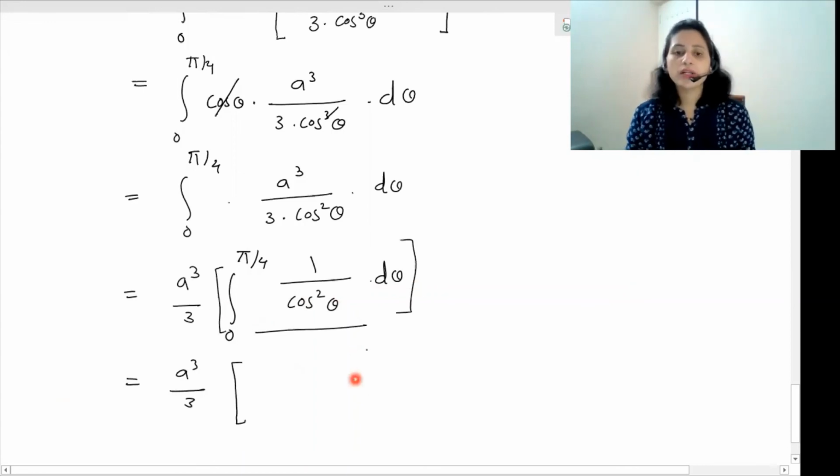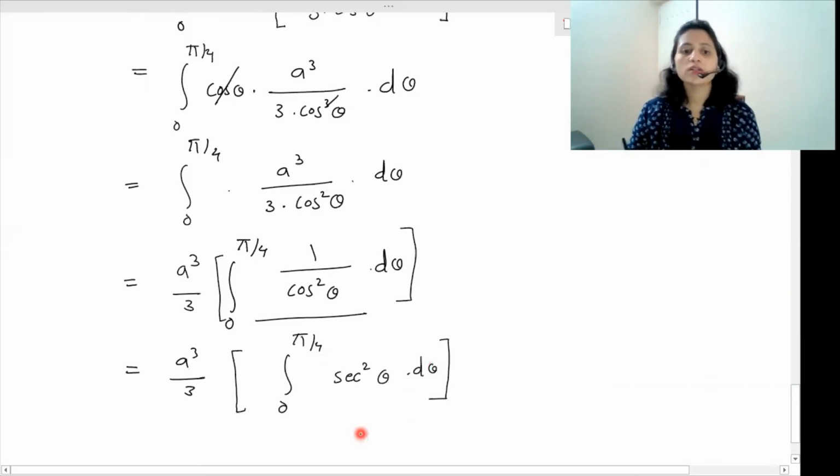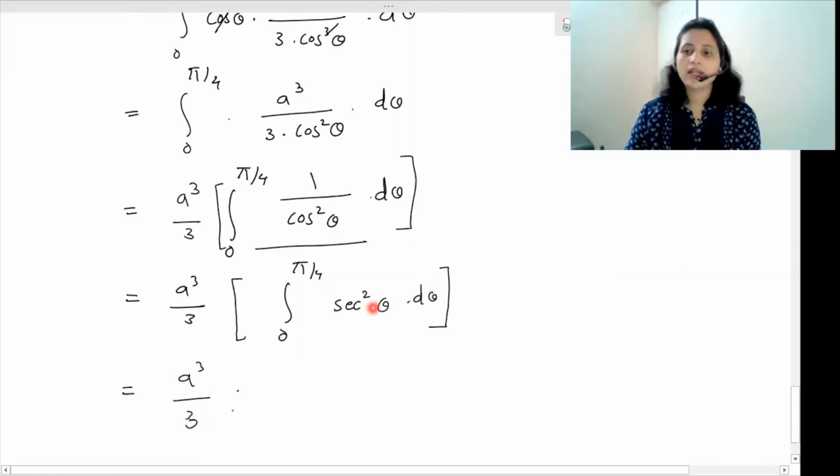So what is that bracketed quantity? 1 upon cos square theta is nothing but sec square theta, right? So integration of 0 to pi by 4 sec square theta d theta, right? Now take the integration. So what is the integration of sec square theta? So this is equal to a cube by 3 as it is, okay? The integral of sec square theta is tan theta, where the limits are from 0 to pi by 4, okay?